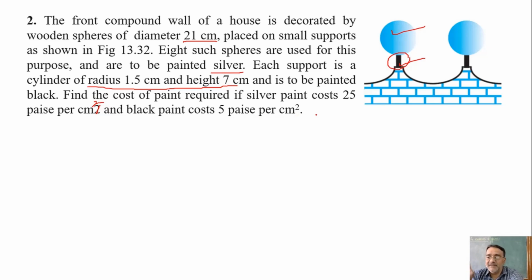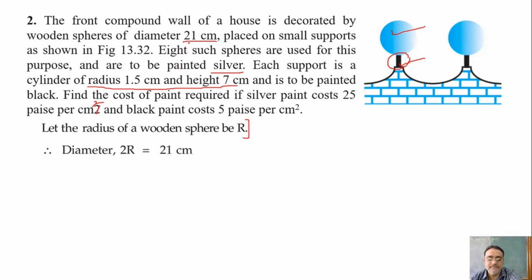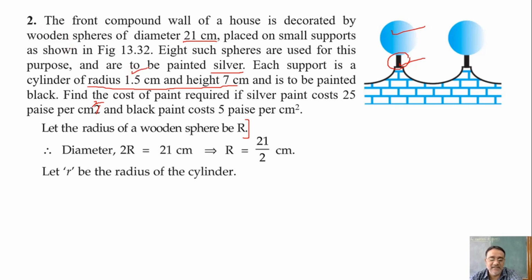So first we have to find the area for silver and the area for black paint. Let us start with the sphere. Let the radius of the wooden sphere be capital R, and diameter is given as 21. So what will the radius be? 21 by 2. Let small r be the radius of the cylinder, given as 1.5 centimeter, which we write as 15 by 10 centimeter.